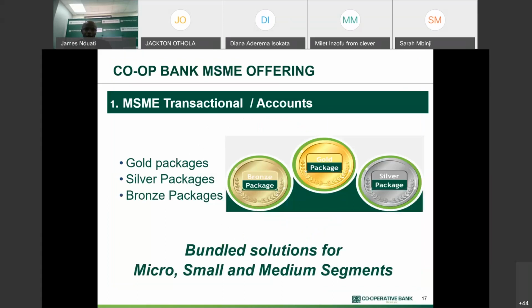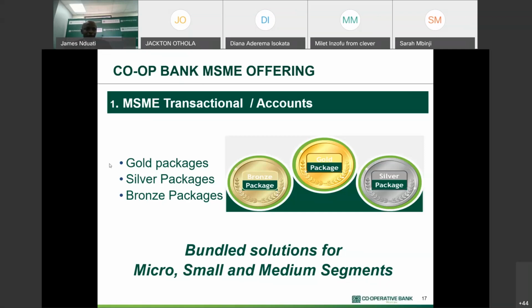One of the solutions that we have is what we call MSME Accounts. We have gold, silver, and bronze, and you can open these accounts from any branch. What are the benefits? For gold, if you join gold, number one, in terms of cash handling, we don't charge you anything. Free cash handling.